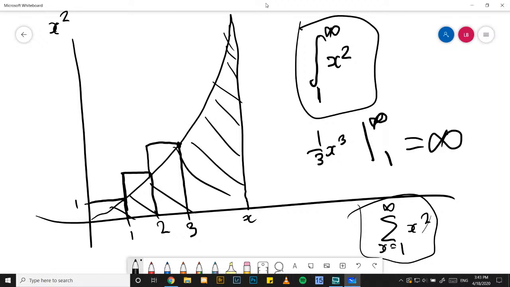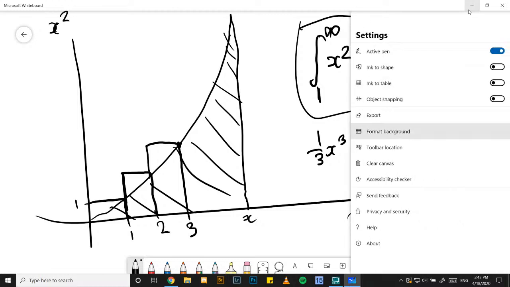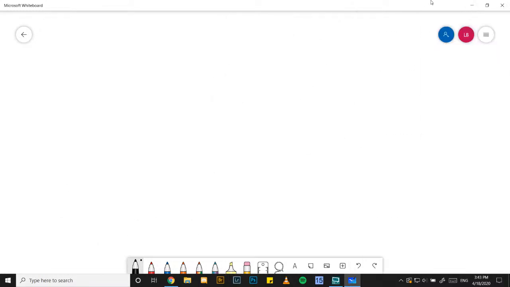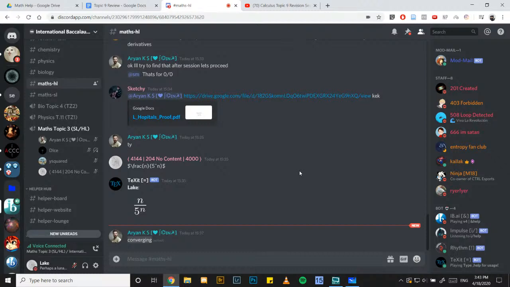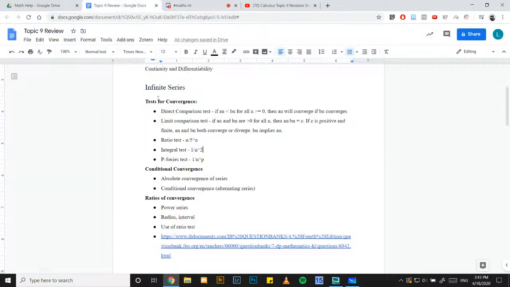So this is the use of the integral test, which is super cool. The integral test basically says that if the integral diverges, then the actual sequence, the series, will also diverge. And if the integral converges, then the series will also converge. And that's the integral test.